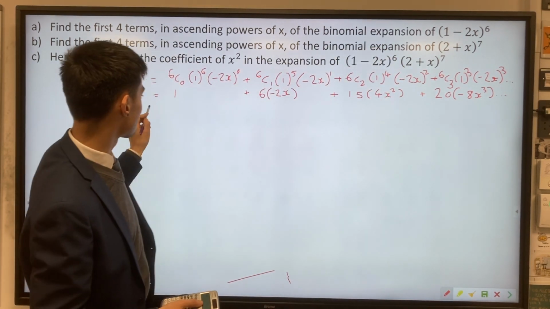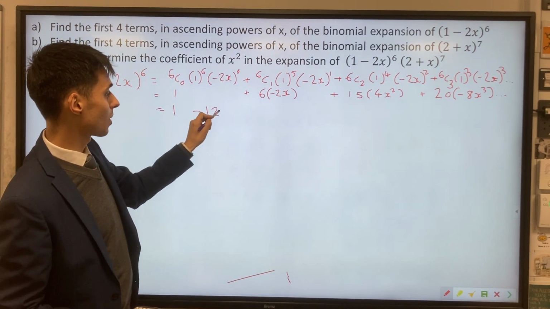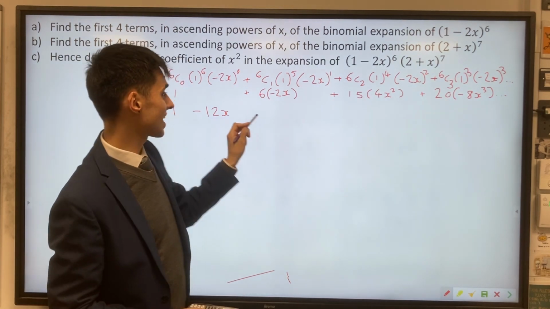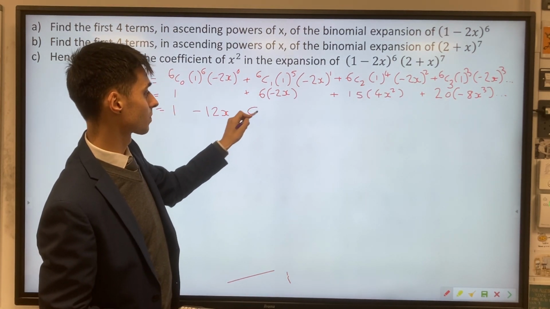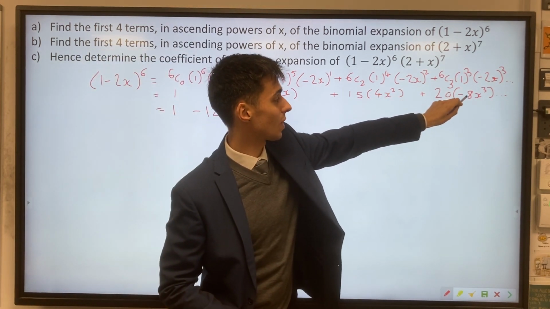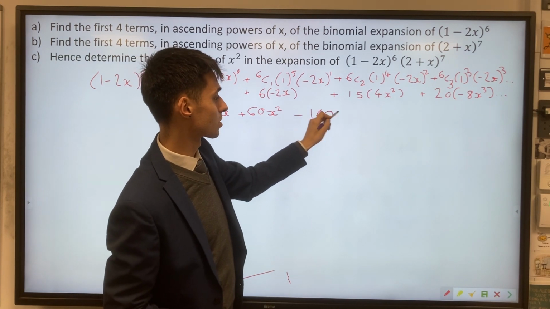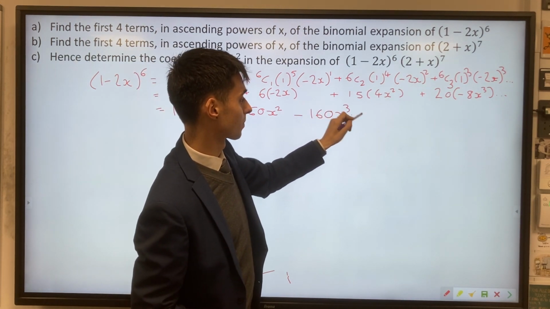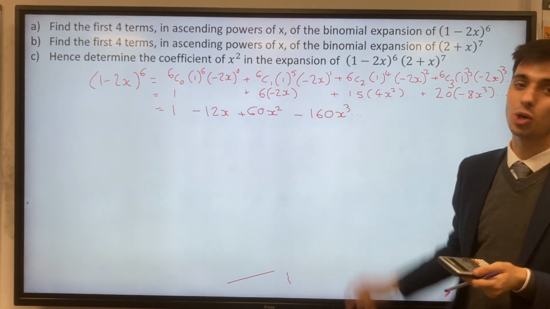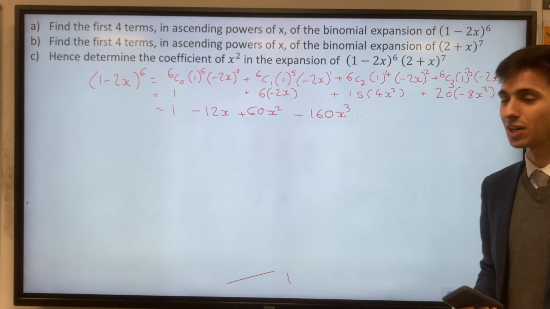Okay, last step of simplifying. We've got 1 minus 12x, that's this x term. We've got plus 60x squared. And then we've got minus 20 times 8, so minus 160x cubed, dot, dot, dot. Those are the first four terms of our first binomial expansion. So I'll now change colours for our second one.